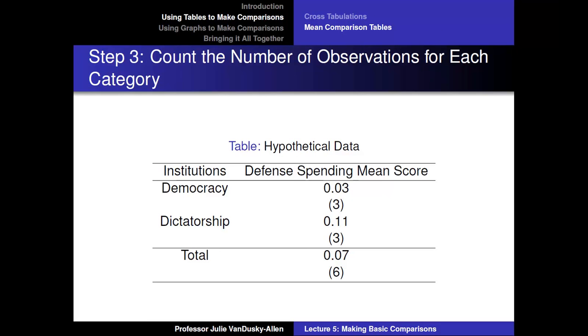Next, you count the number of observations that each category of the independent variable had and write that number under the mean score for that category in parentheses. So the democracy category had 3 observations, so we write the number 3 in parentheses under the mean score for democracy. The dictatorship category had 3 observations, so we write the number 3 in parentheses under the mean score for dictatorship. And there were 6 observations total, so we write the number 6 in parentheses under the mean score for all observations.